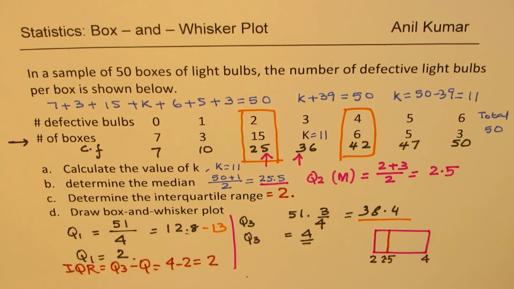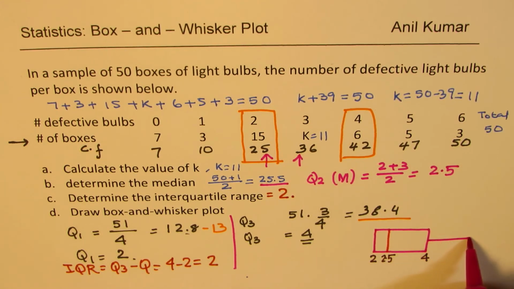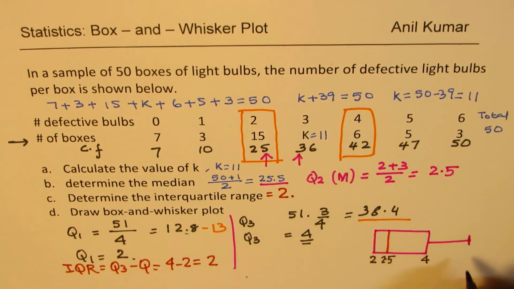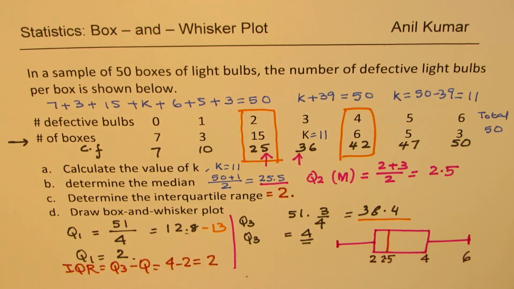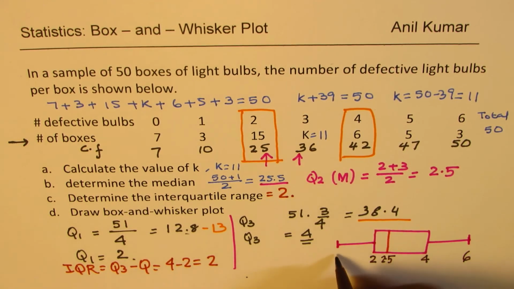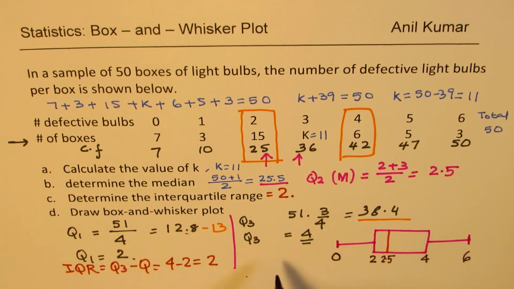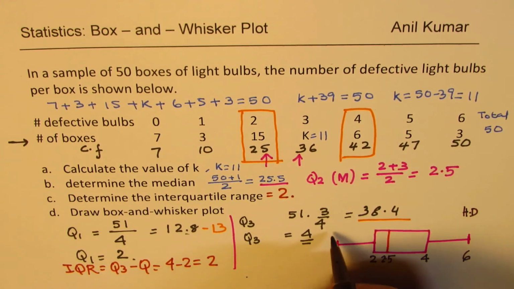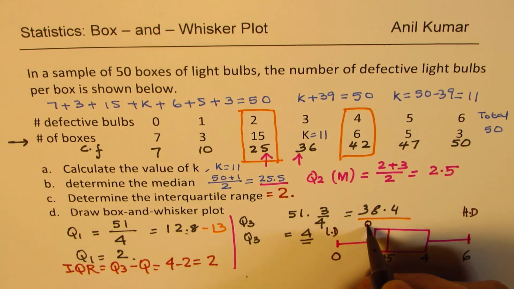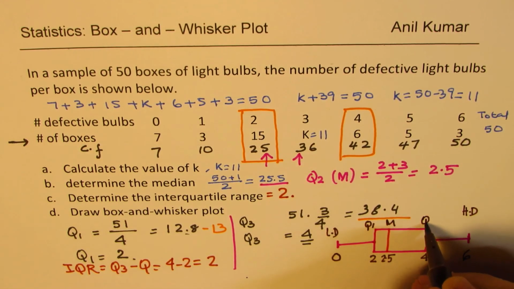The maximum number of defects was 6. So we'll go this much units out here. So that is 6 for us, the maximum number of defects. And the minimum is 0, so 2 less. So that is it. That becomes the box and whisker plot. So that is the highest value, highest datum. This is the lowest datum. That is Q1, this is the median, and this is Q3.